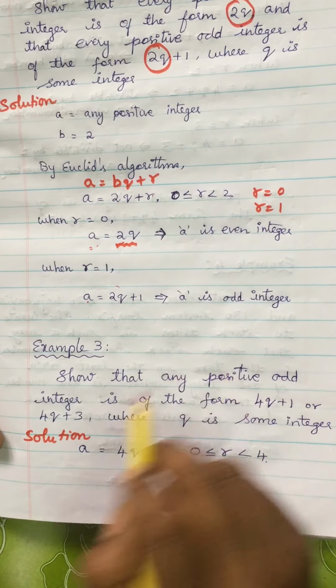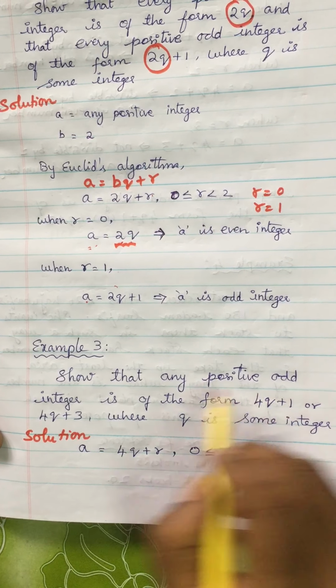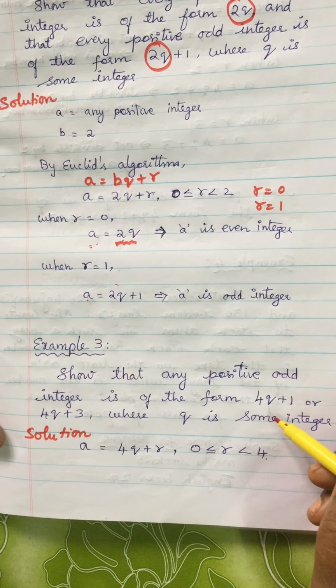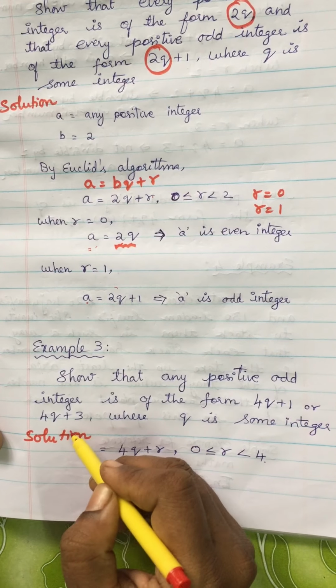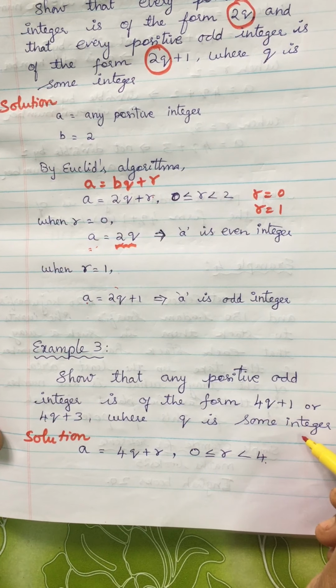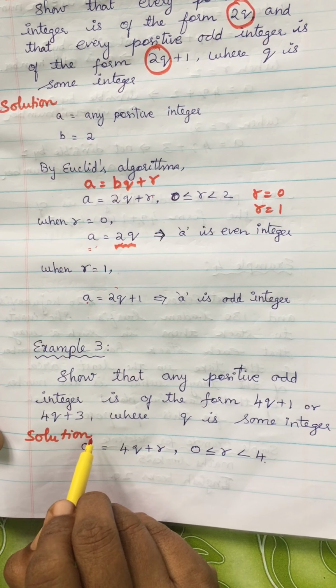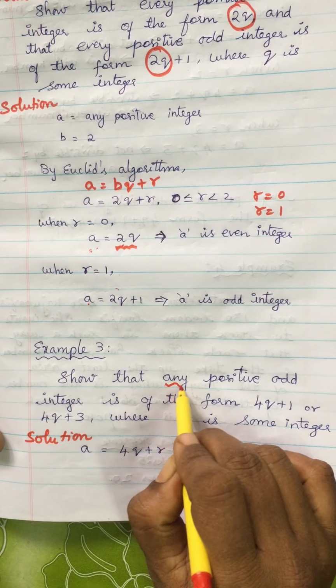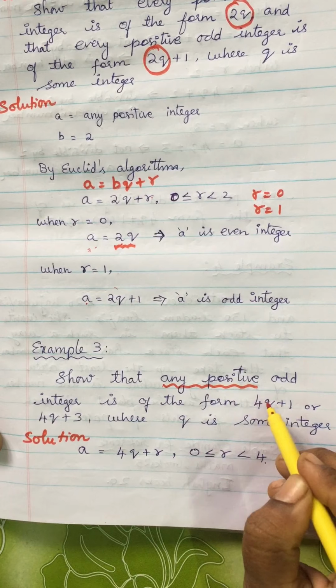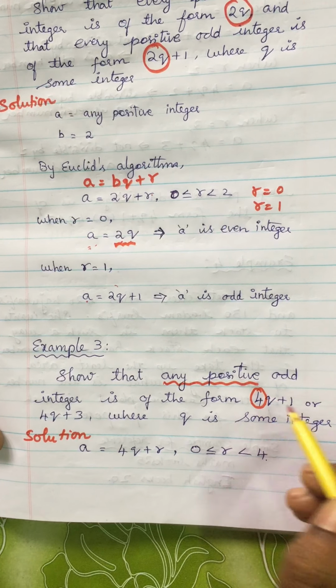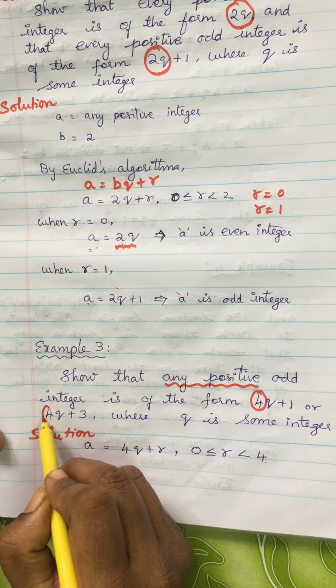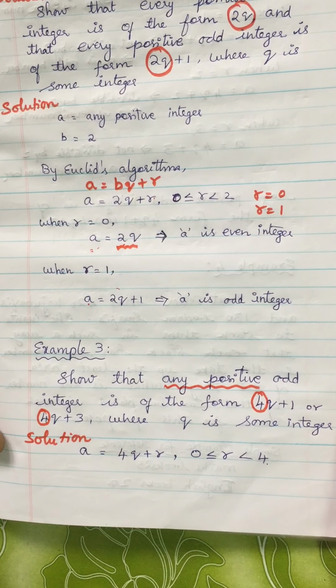Coming to example 3, show that any positive odd integer is of the form 4q plus 1 or 4q plus 3 where q is some integer. So from this you should infer what is a and b. A is any positive integer. What is your b? From this you should know your b is 4. Here also 4, here also 4. So your b is 4.